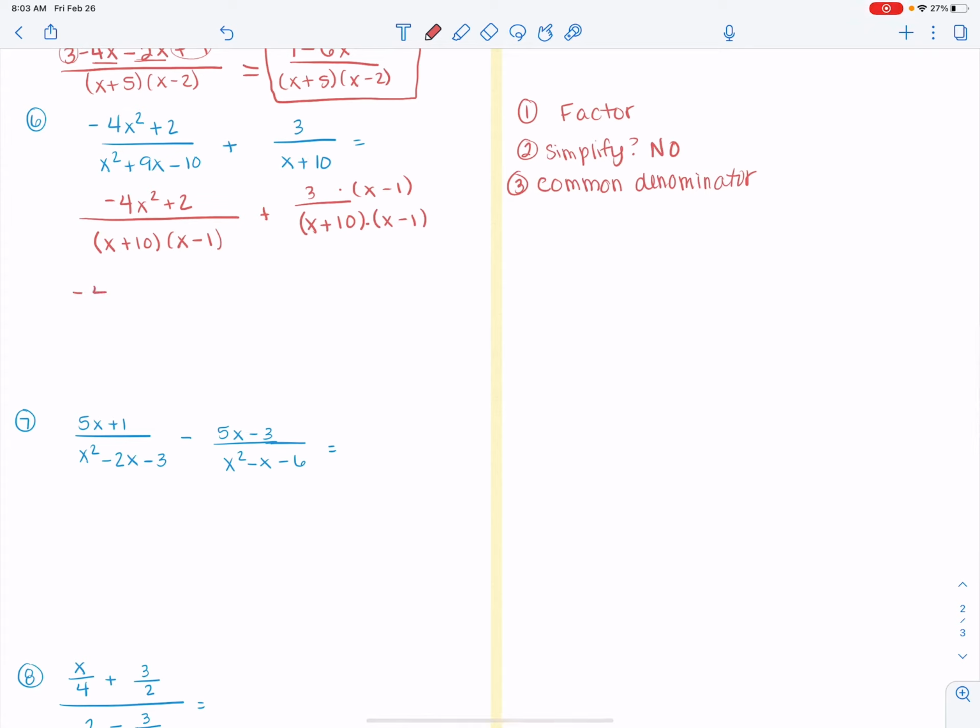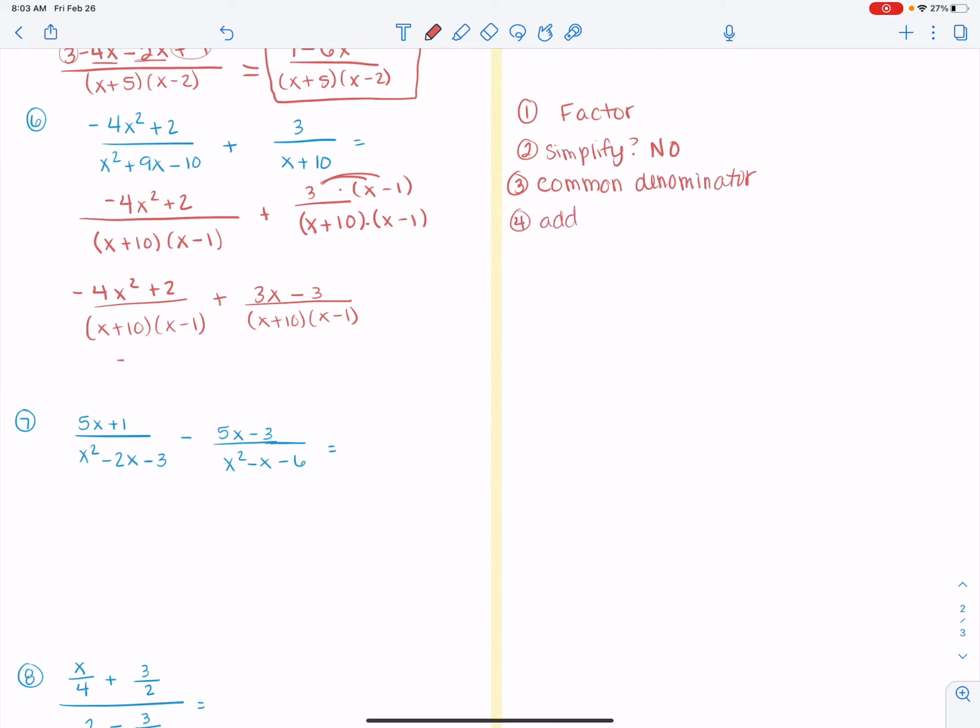So we've got negative 4x squared plus 2 over (x plus 10)(x minus 1), plus 3 times x is 3x, 3 times negative 1 is minus 3, over (x plus 10)(x minus 1). Okay, so now I have common denominators, so now I can add the fractions.